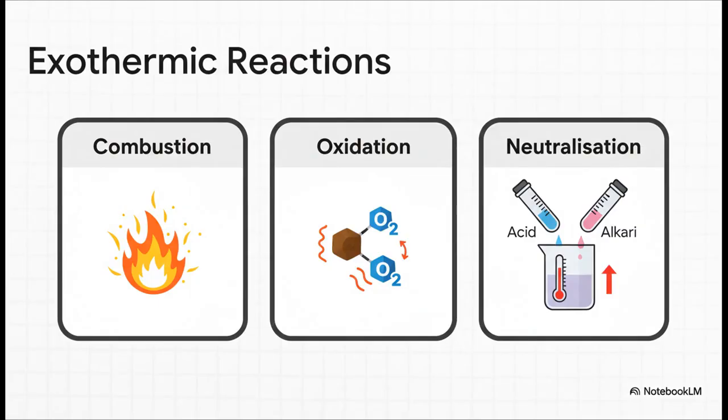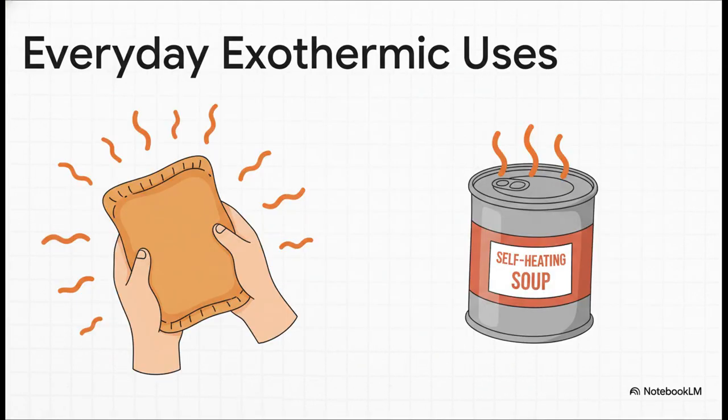You see exothermic reactions literally all the time. Combustion is the big one. Burning anything gives off heat and light. Duh. Another absolute classic is neutralization. You've probably done this in class. When you mix an acid and an alkali, you can literally feel the beaker get warmer. That's an exothermic reaction. And that right there is the secret behind our hand warmer.